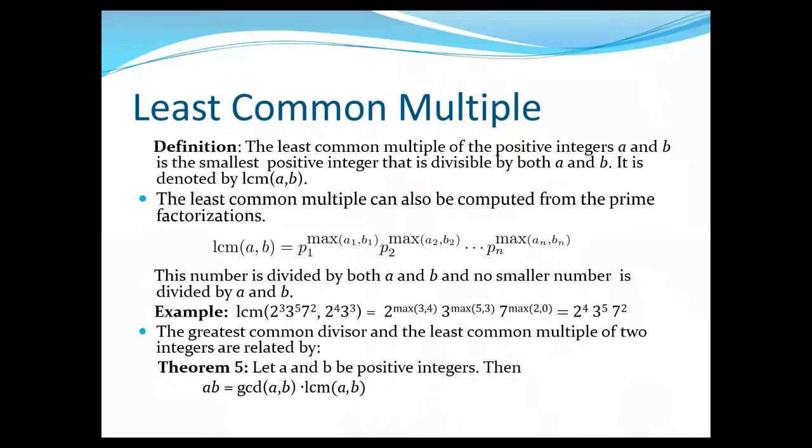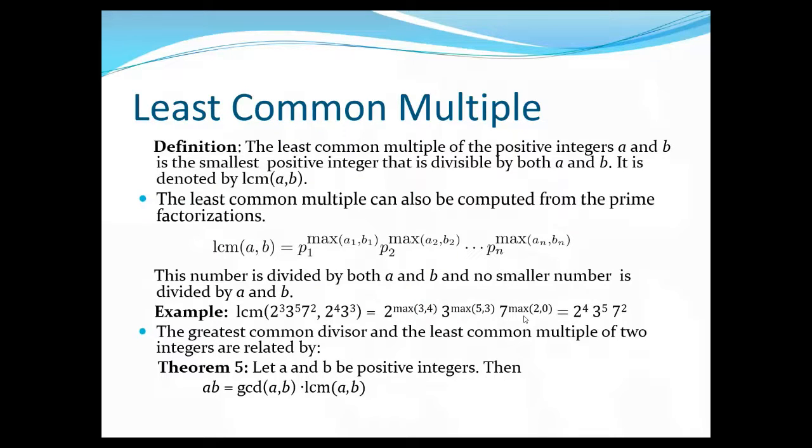For example, this is the prime factorization of a given number: 2 cubed, 3 raised to 5, 7 squared, and the second number is 2 to the 4, 3 cubed. Again, same as with GCD, get all the prime factors, which are 2, 3, 7. The 2, 3, 7 also present in the other number, so it's just 2, 3, 7.